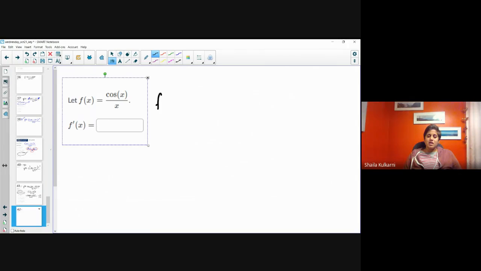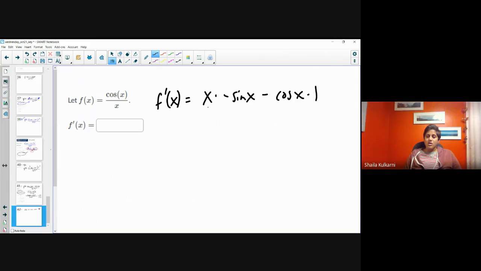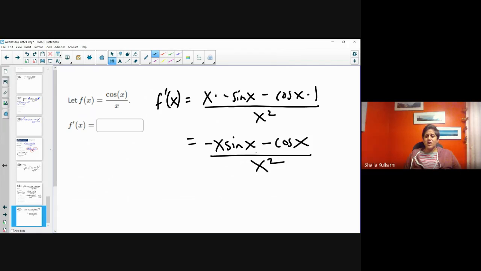Let's do it. Low, D high, minus high, D low, all over low squared. We got negative x sine x. We got a minus cosine x. We got an x squared. Do I need to do any of this? It doesn't say simplify. It doesn't say get me a fraction. It doesn't say get me a numerator. Stop right there and we're done.